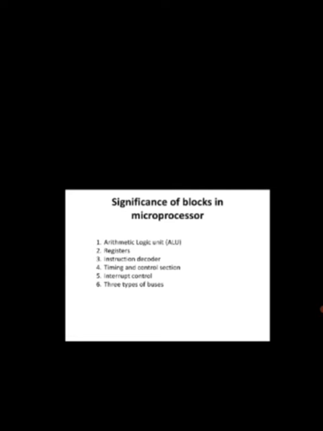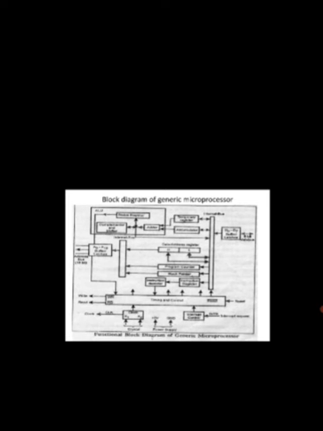The next block, the third block, is the instruction decoder. Above the timing and control, you can see there is an instruction register and instruction decoder. What does instruction decoder mean? As its name suggests, it takes the instruction from the instruction register and decodes it by driving the control section. You can see these arrows showing that it takes the instruction from the register and decodes it.